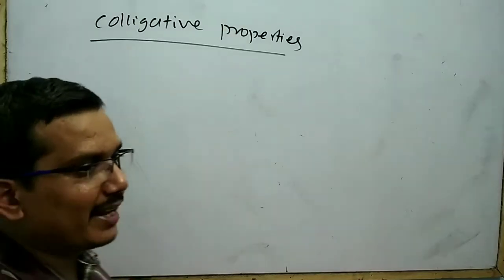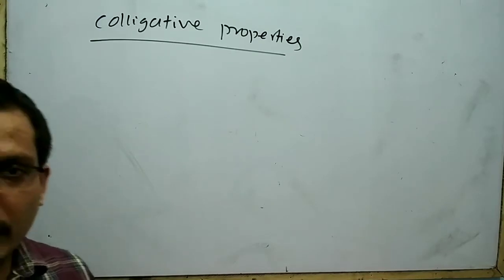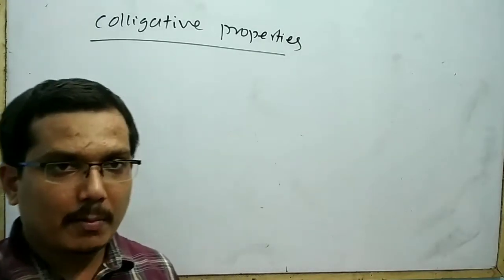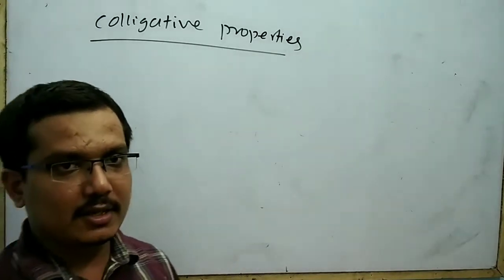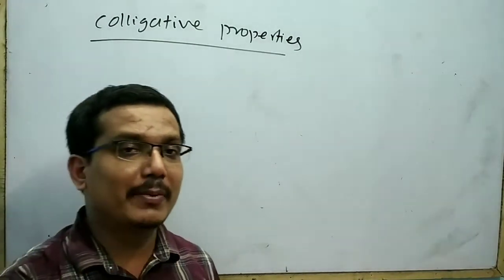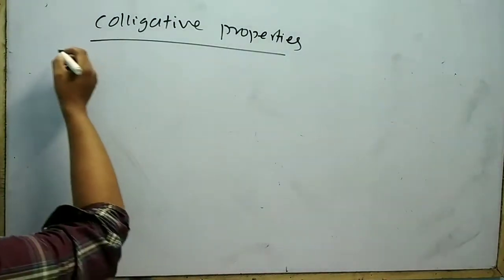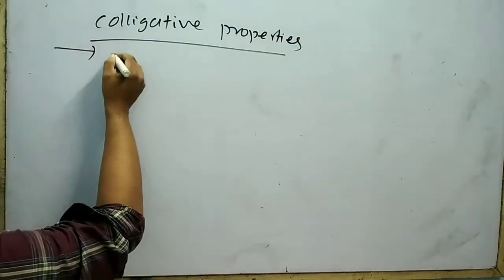There are many properties of the solution which only depend upon the number of solute particles but do not depend upon the nature of the solute particle. These properties are called colligative properties. There are mainly four types of colligative property.